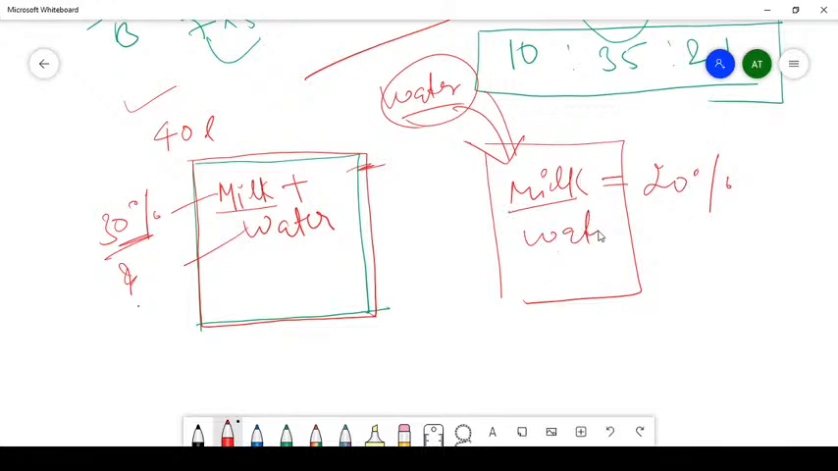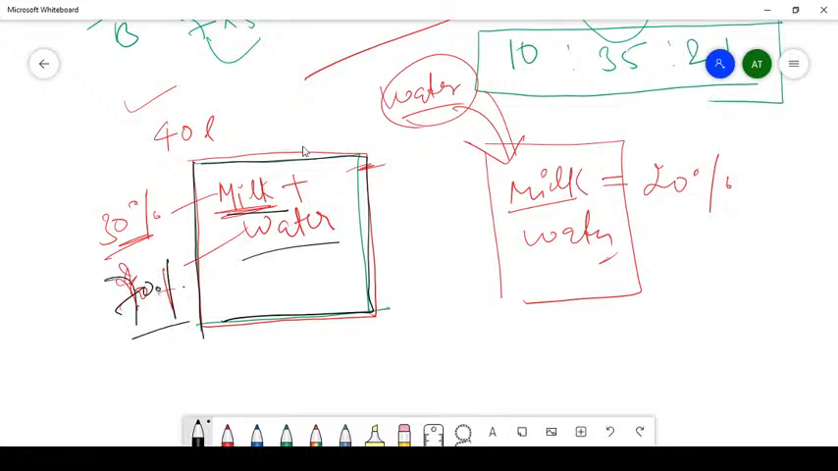Okay, see, suppose in this container, if the concentration of milk is 30%, then the concentration of water becomes 70%. Obviously, in this vessel, it is saying that the concentration of milk is 30%. Then obviously the remaining concentration is water. That means the concentration of water is 70%.